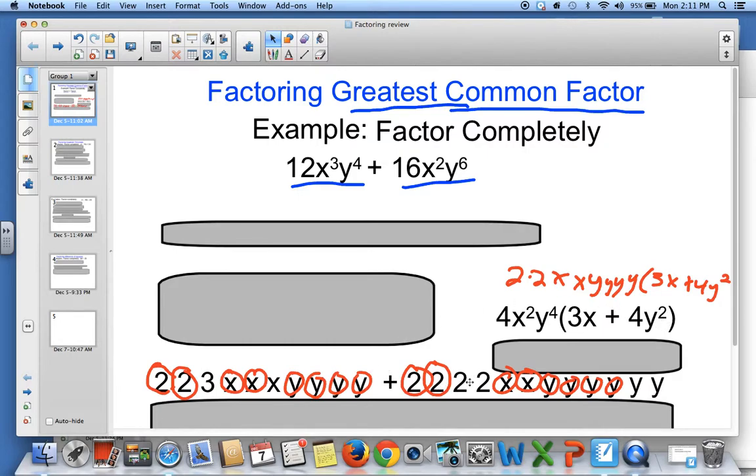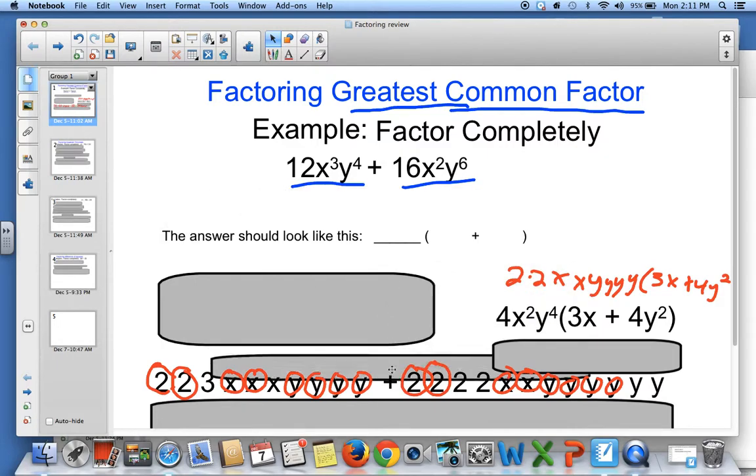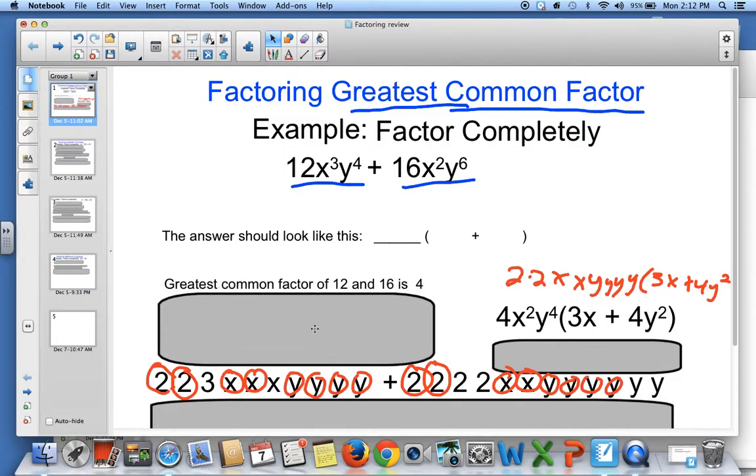That's the long way to do it. I would suggest eventually we look at it maybe a different way. Basically, what I look at when I do this is I know the answer is going to be in this form right here: something in front of the parentheses, that's the common factors. We always look for that first anyway. So let's look at the greatest common factor of 12 and 16. What number goes into both 12 and 16? 4. So that goes in front right here.